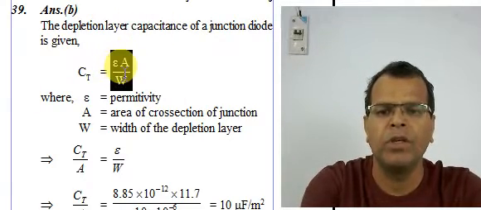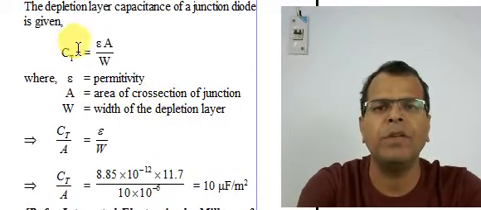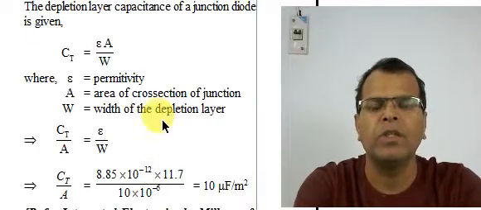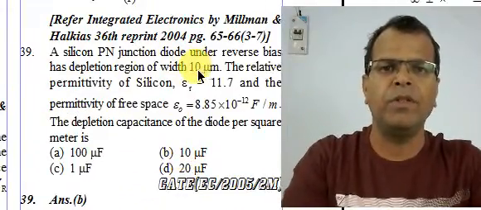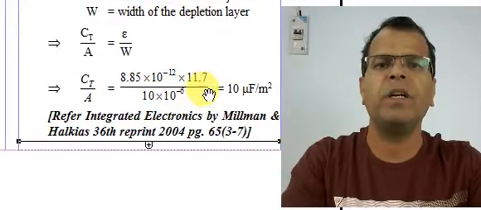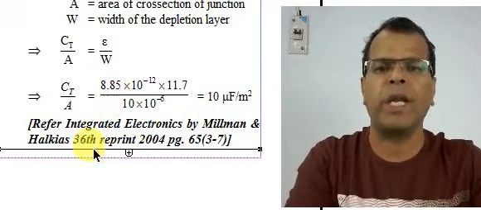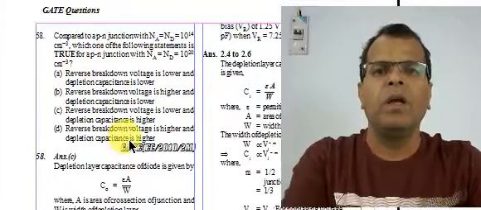Fine. So you are given the different parameters here. If you have to find the depletion layer capacitance per unit area, that is CT by A. So that is what? Epsilon by W. That is what you have to find. So you are given width of the depletion layer, epsilon R is given, epsilon naught is given. So you just put those values here, you get the answer. CT by A is nothing but 10 microfarad per meter square. Fine. Now let us see the next question.